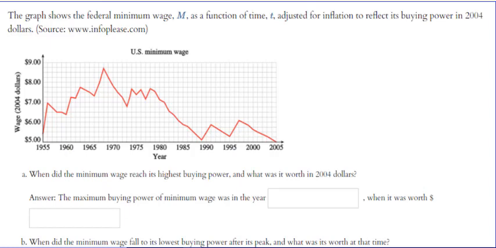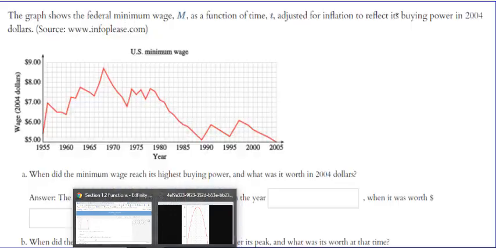The graph shows federal minimum wage. So M is a function of time. So M is the minimum wage, function of time, adjusted for inflation to reflect its buying power in 2004. When did the minimum wage reach its highest buying power, and what was it worth in 2004? The year that it hit the most would have been, I guess, 1965, 66, 67, 68, 69, 70. So 1968 is what I got.